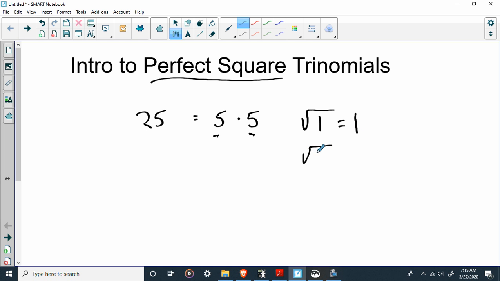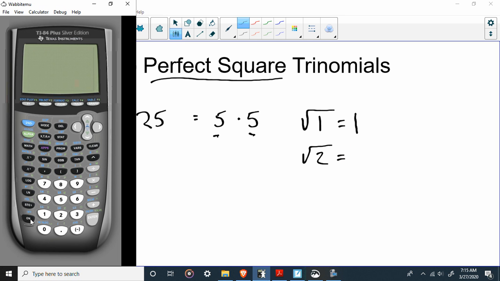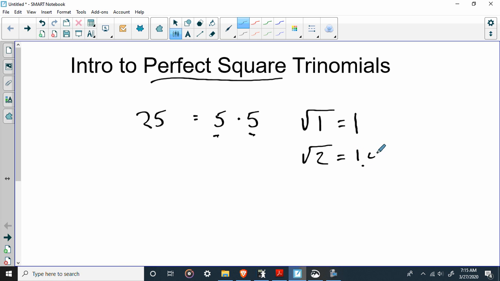The square root of 2, not a perfect square. The square root of 2 is a nice irrational number. Take it simple like that. Since this is an irrational number, we would not consider 2 a perfect square. So 2, not a perfect square.